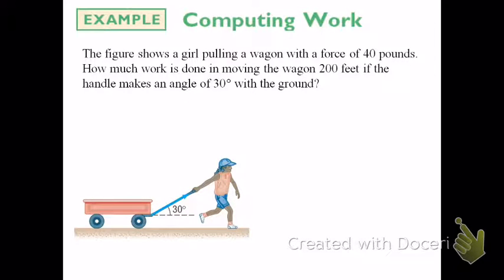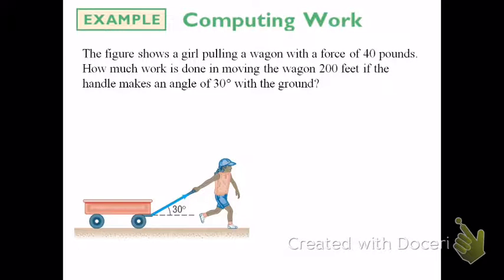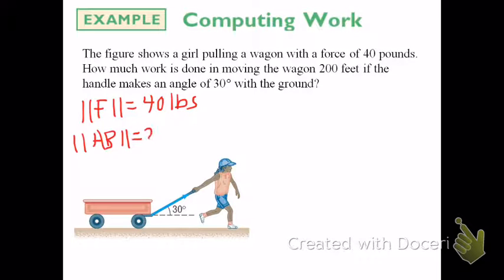So here we have a girl pulling a wagon. She's applying 40 pounds to the handle. So that's going to be the magnitude of our force. Let's write that down. Magnitude of our force is 40 pounds. And our distance from A to B, if you will, is going to be 200 feet along the ground. So we're going to go ahead and say that the magnitude of AB is 200 feet.